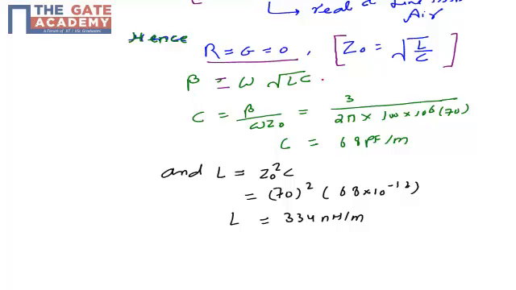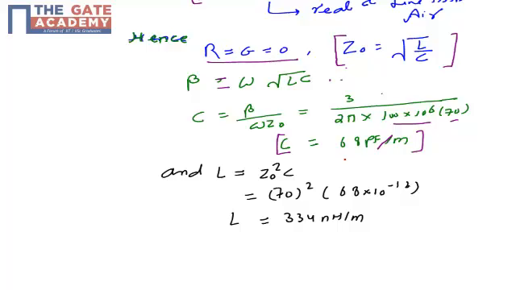So with the help of these two expressions, I can compute the value of C as beta upon omega Z0. It's a simple manipulation. You can do that and then put the value of beta, which is given in the problem as 3, upon omega, which is 2πf. f is given as 100 megahertz, 100 into 10 raised to the power 6, into Z0, which is 70 ohm. By the calculation, we will get the value of capacitance C as 68 picofarad per meter.